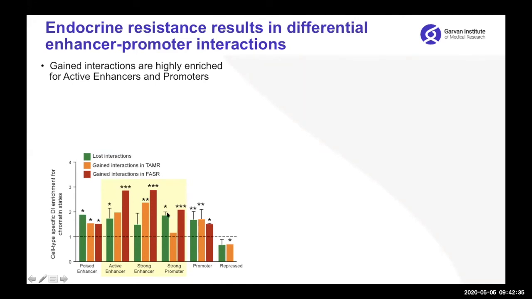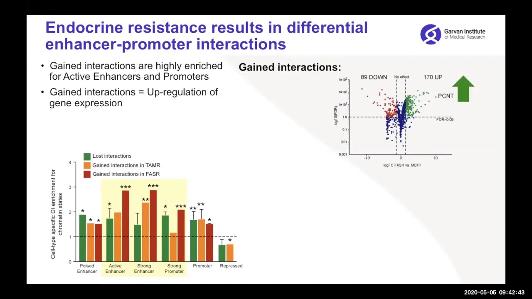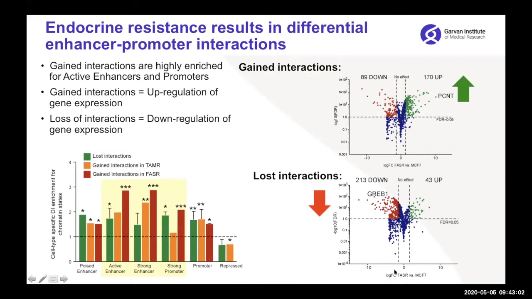Considering these are active enhancers and promoters, we looked at the expression of genes located at anchors of these interactions, and we observed that at anchors of gained interactions, the majority of the genes were upregulated, while at the anchors of interactions that were lost in resistant cells, we saw downregulation of gene expression. And there's still a lot of genes that go in the opposite direction, which we haven't really looked at.